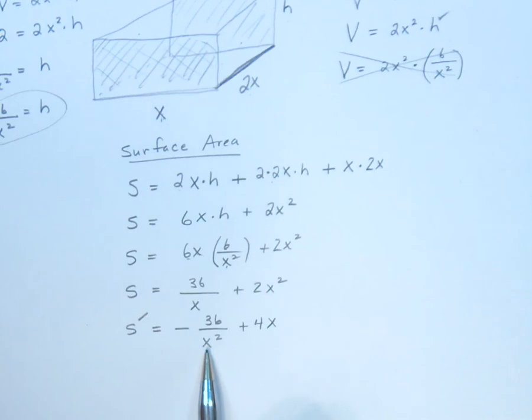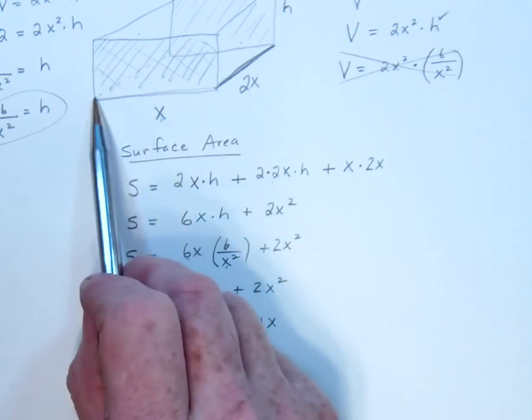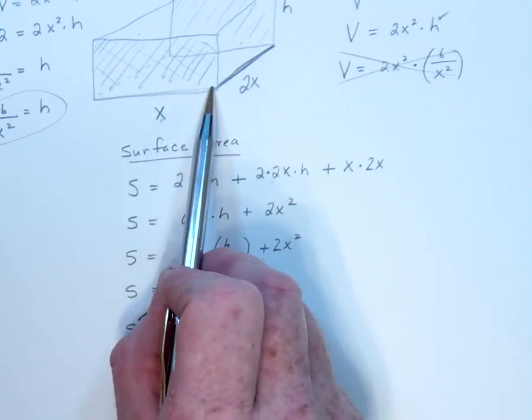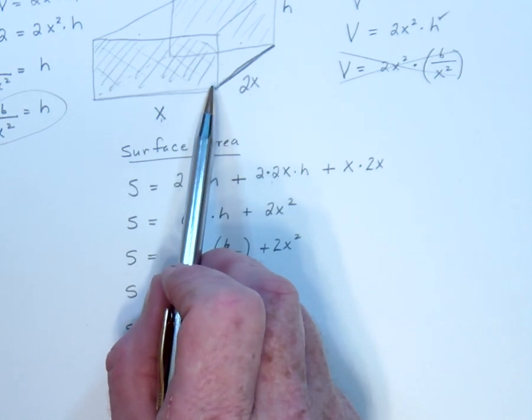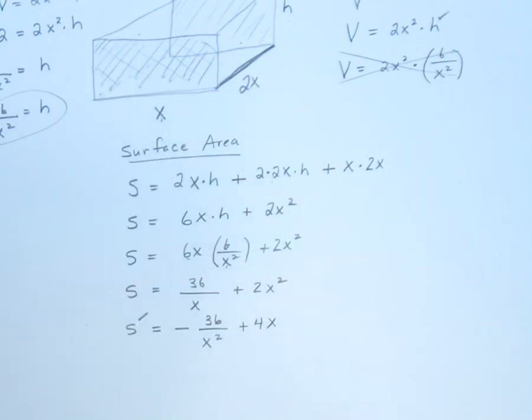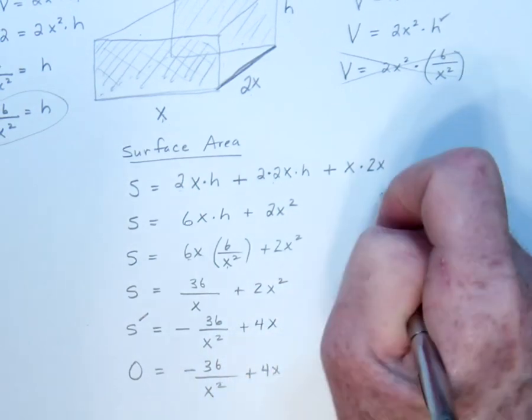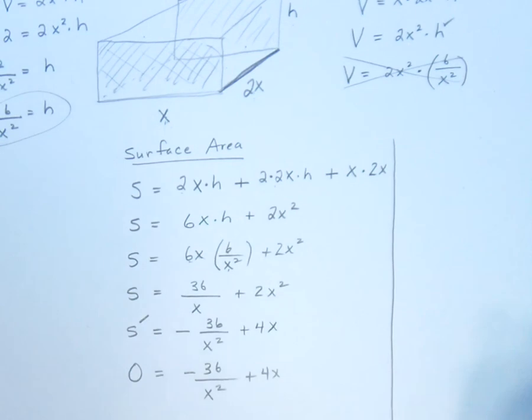So one more time, notice that x cannot equal 0. But then again, that makes sense because if x equals 0, this side would be 0, and that's not a very good box if one side has 0 meters. If it has 0 meters, that doesn't make sense. So x can't equal 0 in this problem. Next, take the derivative and set it equal to 0. And then I'm going to need to finish the algebra over here.